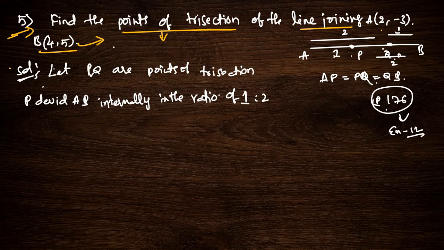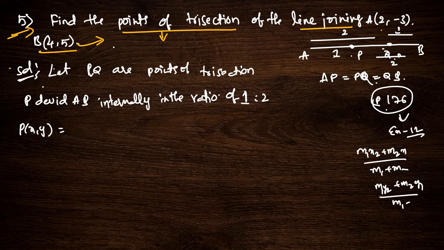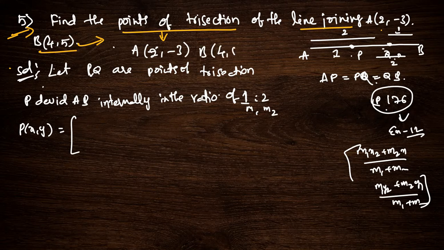So first we take 1:2, and we already know the section formula. P(x, y) is equal to (M1 x2 plus M2 x1) divided by (M1 plus M2), and (M1 y2 plus M2 y1) divided by (M1 plus M2). This is the formula we have to use here. This is M1, this is M2. The points are A (2, minus 3) and B (4, 5), so x1, y1, x2, y2.